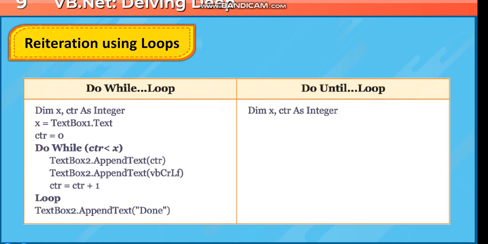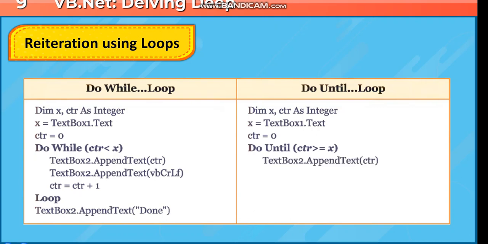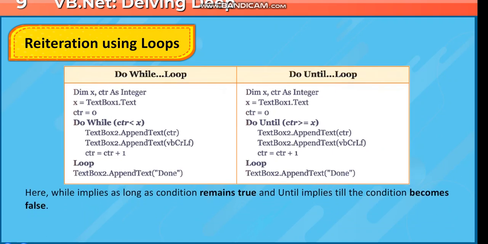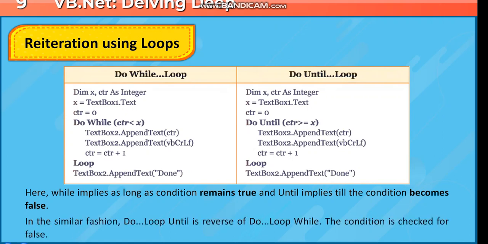Do Until loop. Dim x, ctr as Integer, x = TextBox1.Text, ctr = 0. Do Until ctr >= x, TextBox2.AppendText(ctr), TextBox2.AppendText(vbCrLf), ctr = ctr + 1. Loop, TextBox2.AppendText("Done"). Here While implies as long as the condition remains true, and Until implies till the condition becomes true. In a similar fashion, Do Loop Until is the reverse of Do Loop While. The condition is checked for false.